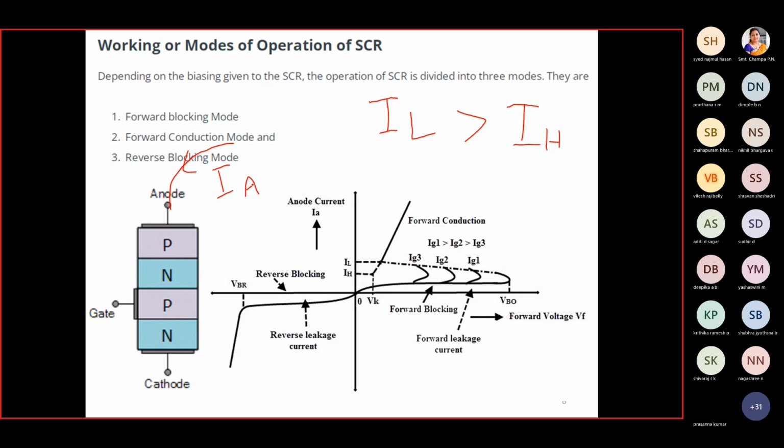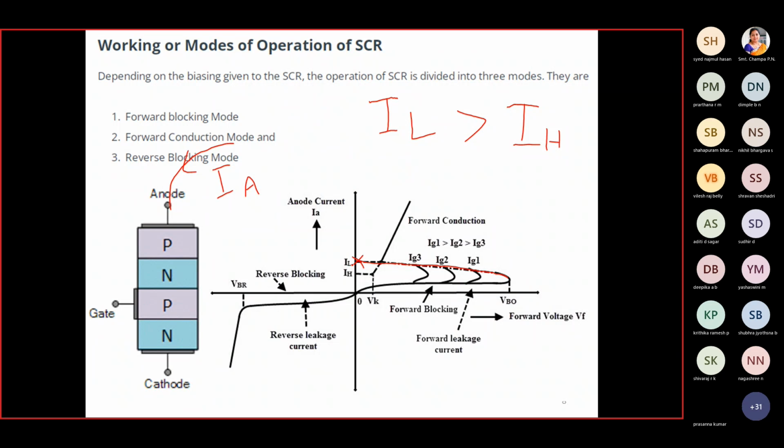Now we require a certain value of current for the SCR to turn on. If you want to turn on the SCR, the anode current should be at minimum the latching current value. The definition of latching current is the minimum anode current required to maintain the turn on of the SCR after the gate signal has been removed. In the sense, once the SCR is turned on, we don't want the gate signal. Remove the gate signal, and the SCR is latched. So latching current means the current required to latch the SCR, to turn it on permanently.